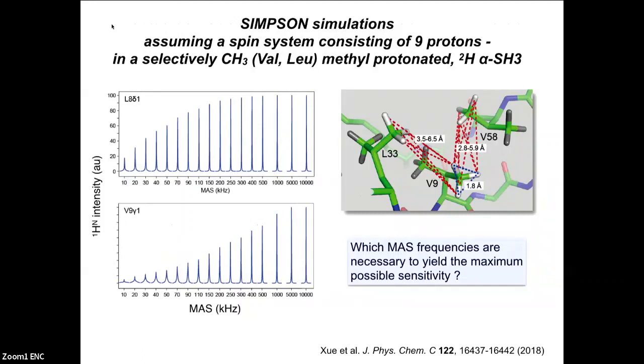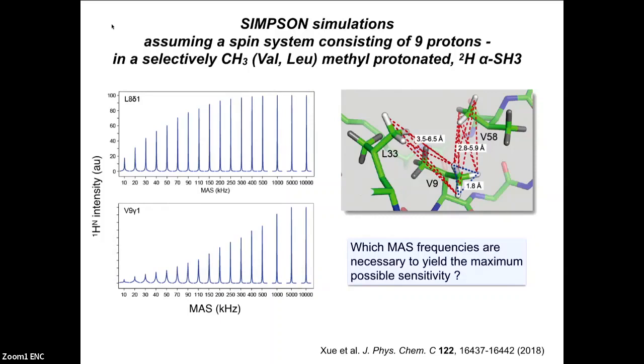It's a crystalline protein that is perdeuterated and only selectively protonated at valine and leucine sites. And we carried out SIMPSON simulations in which we assume a 9-spin system. So we looked at each and every methyl, screened the environment, took the closest methyl groups in the X-ray structure, and calculated, so to speak, the proton line shape as a function of rotation frequency.